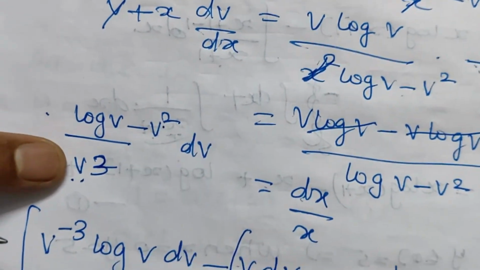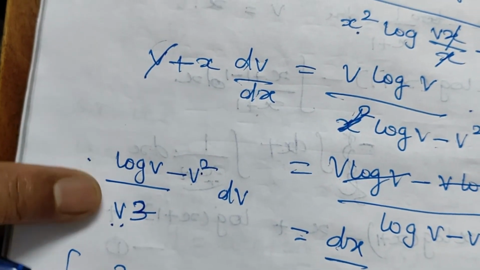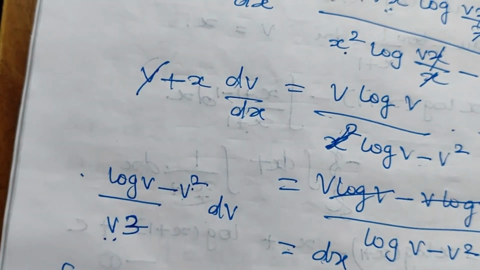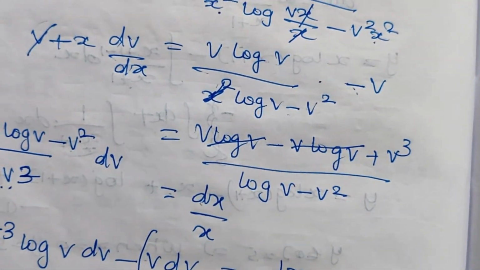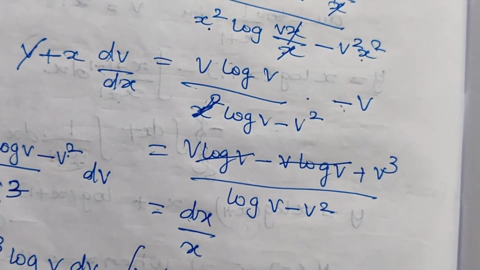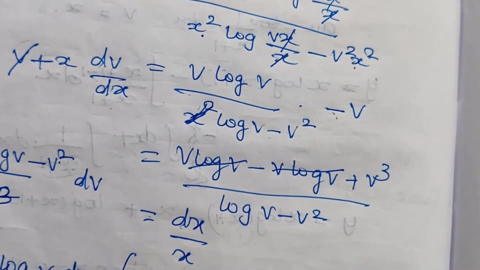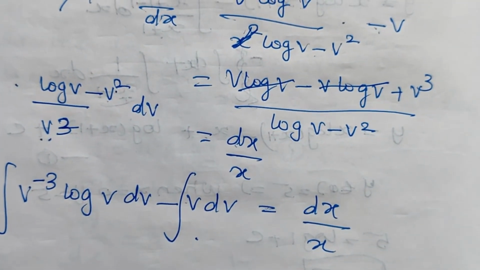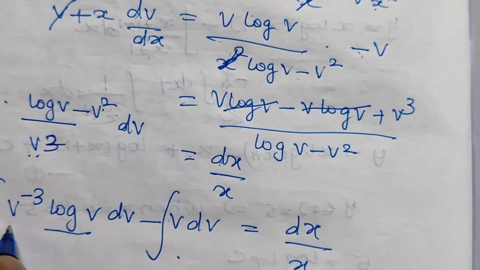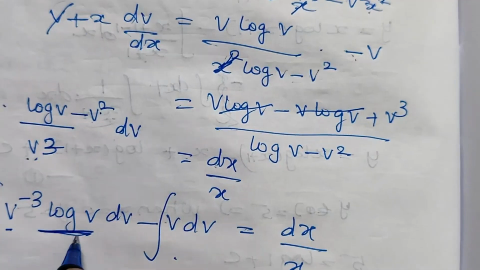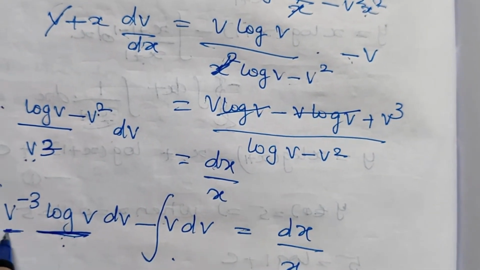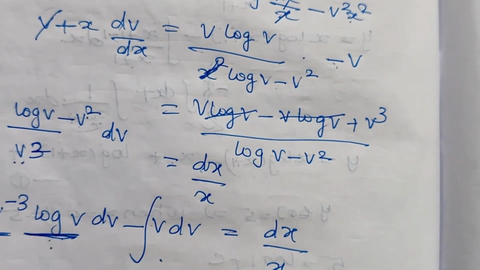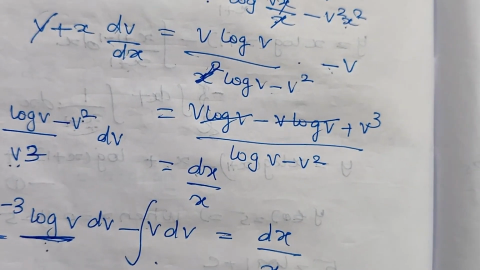So I bring this one to the numerator and multiply: v^(−3) log v dv, then minus 3 plus 2, that is v. So v dv. Bring this side, what you get is v²/2. Again for the integral of v^(−3) log v dv, here it is the uv method. What is u? Always take the logarithmic function as the first function. Then this one is the next function. Therefore u = log v.